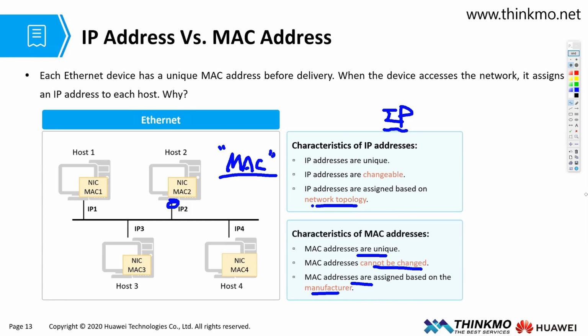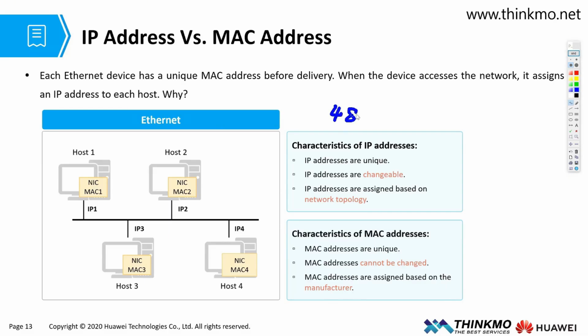How is it divided? According to our MAC address, it is 48 bits in total. Within these 48 bits, the first 24 bits serve as a manufacturer identifier. In other words, which manufacturer manages and allocates it. Huawei has its own, Cisco has Cisco's, and Ruijie has Ruijie's. These 24 bits are our manufacturer identifier. Then what are the remaining 24 bits? They are allocated by the manufacturer itself. For example, Huawei allocates them on its own.